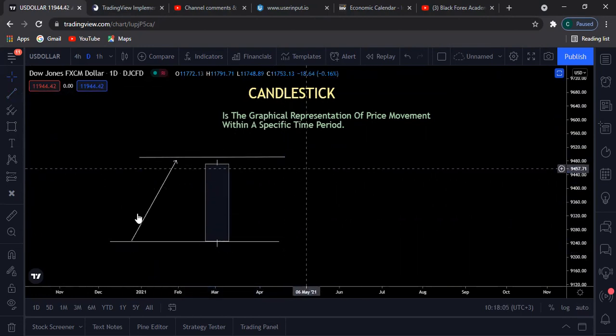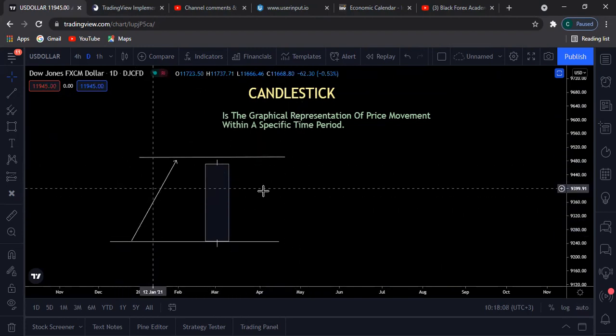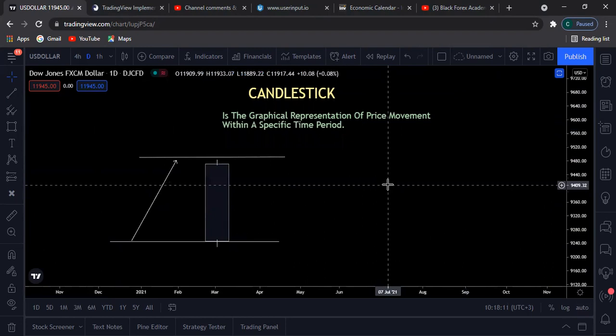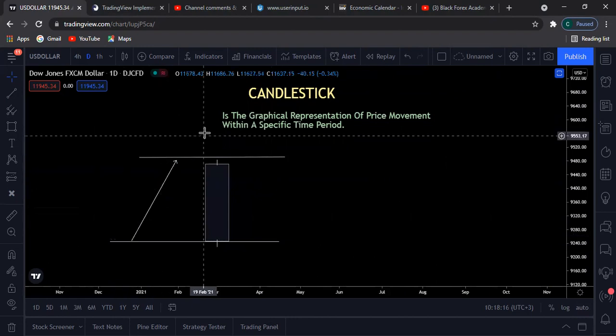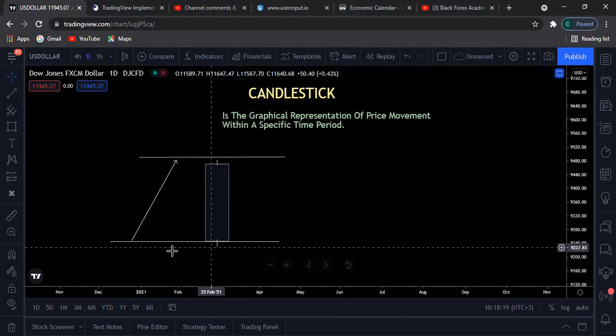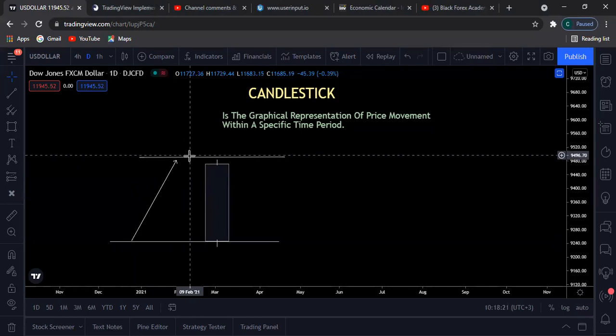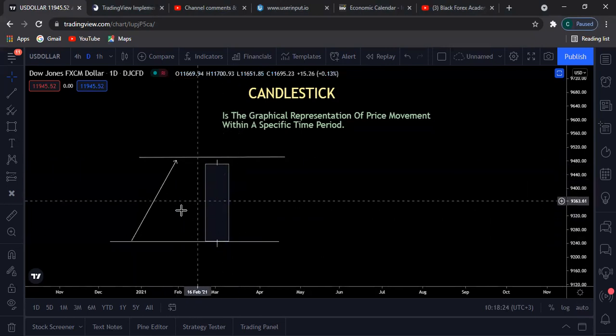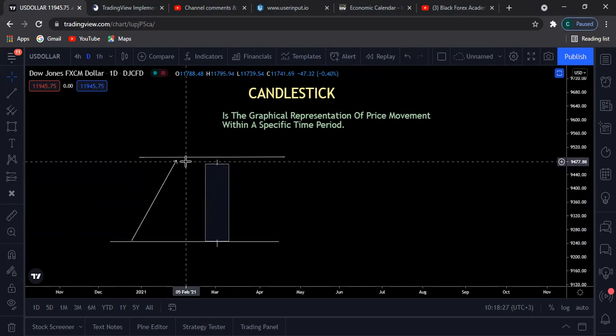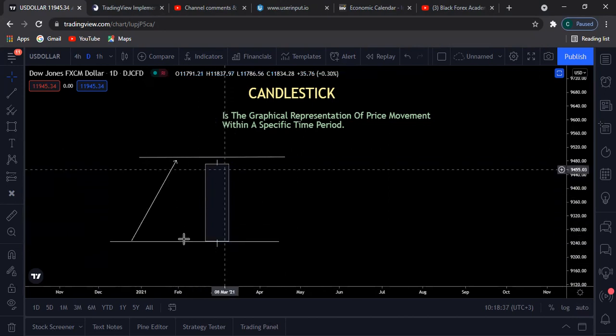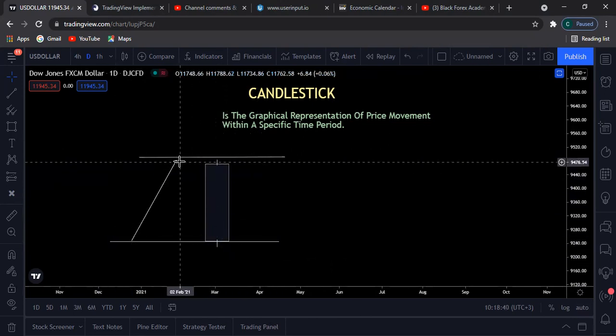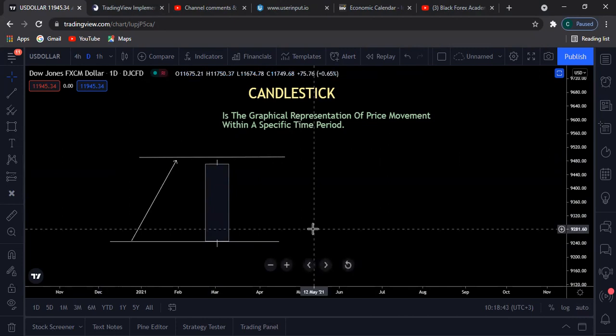So I used an example of 4 hours, but if this happened within 1 day, this will be the graphical representation of this price movement within the whole day. If this happened within 1 hour, this will be the graphical representation of this price movement within the hour. Same applies if it was 15 minutes, 1 minute, seconds. Whatever the price range is, this graphical representation represents its movement in this specific time period, right?